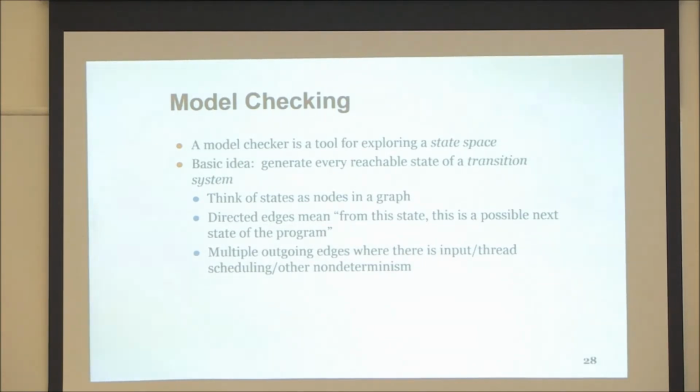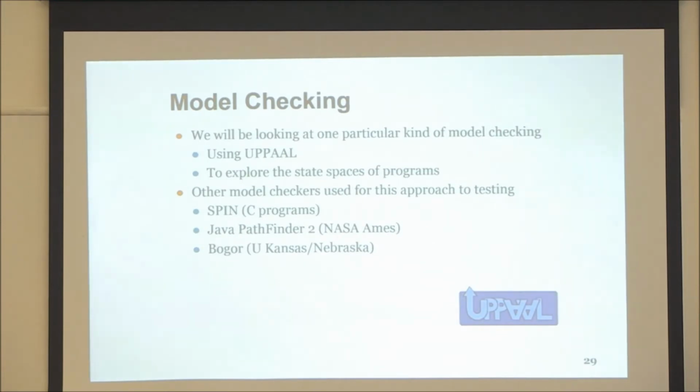You can think of states as nodes in a graph, and you have directed edges. That means from this state, it is possible to go to the next state of the program. You can have multiple outgoing edges, so from one node you can go to one state, but you can go to another state. This complicates things, because you can have non-determinism there. We will look at one particular kind of model checking, using UPPAAL. That's a tool for model checking, and we will explore the state space of programs.